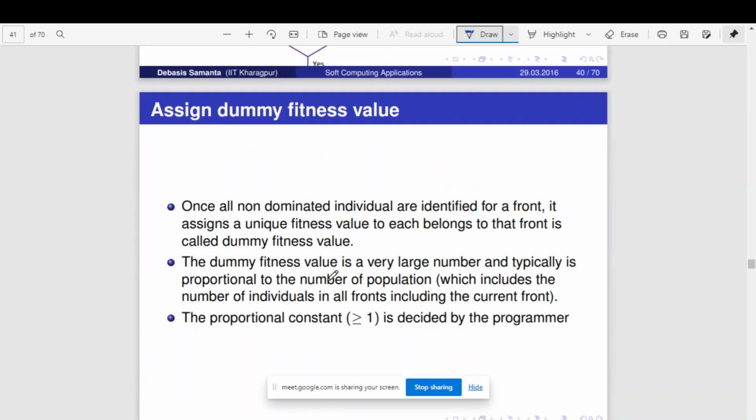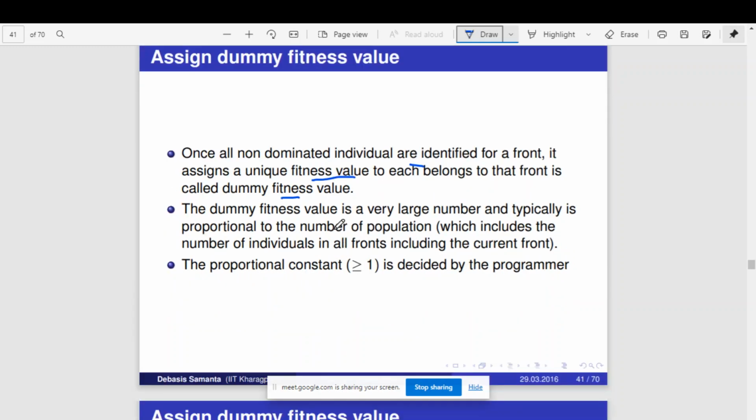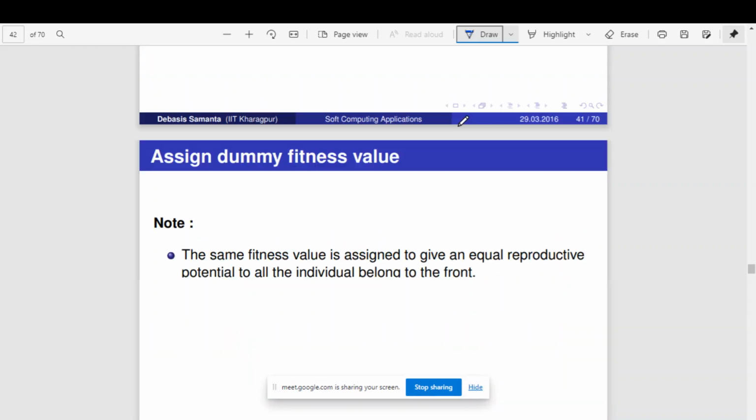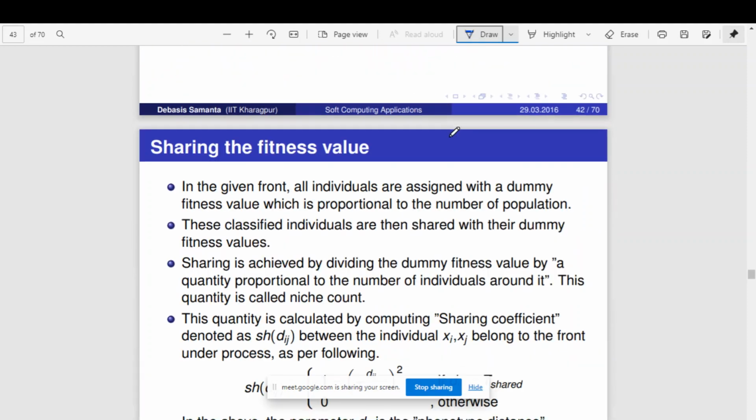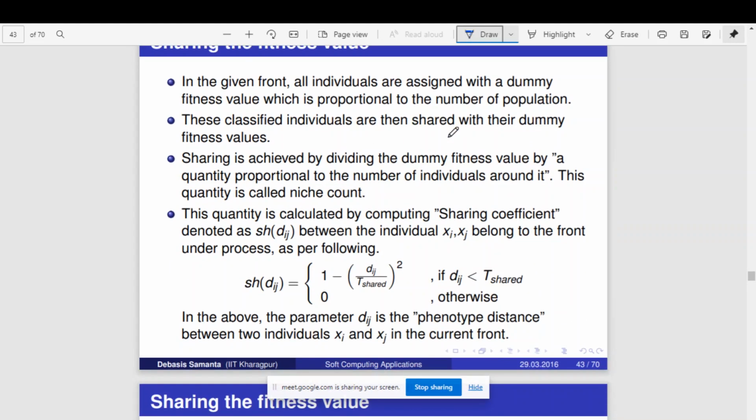Once all non-dominated individuals are identified, it assigns a unique fitness value to each front, and that is called the dummy fitness value. The dummy fitness value is a very large number and typically is proportional to the number of the population. So this dummy fitness value which we assign for one particular rank will be a large number, but later it will be replaced by some other number. That is what we are going to discuss.